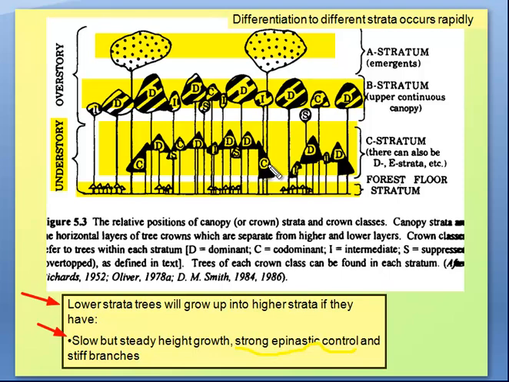So trees with strong epinastic control are going to have success getting through all those barriers along the way to eventually become up into this dominant position.